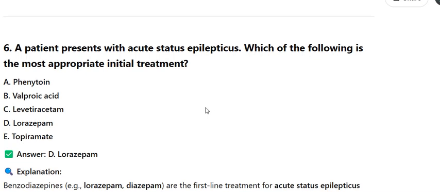6. A patient presents with acute status epilepticus. Which of the following is the most appropriate initial treatment? A. Phenytoin. B. Valproic acid. C. Lorazepam. E. Topiramate.